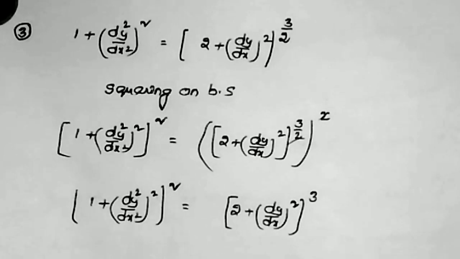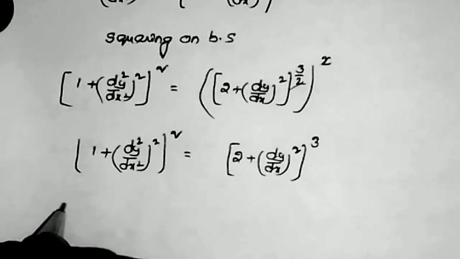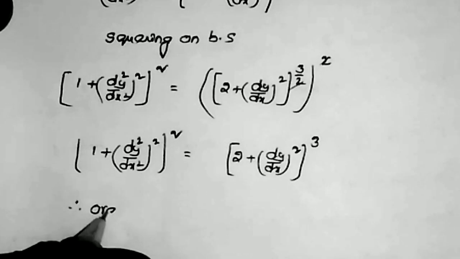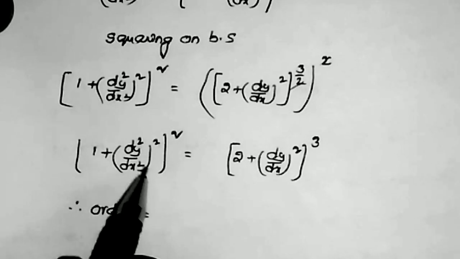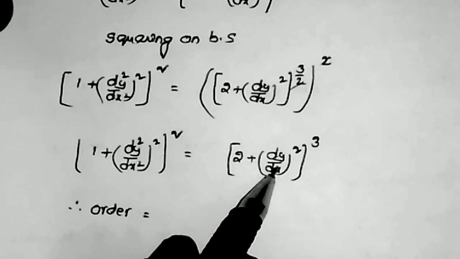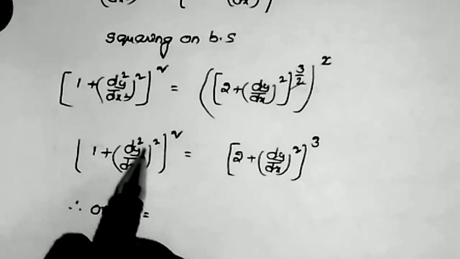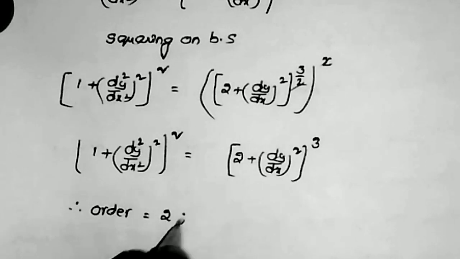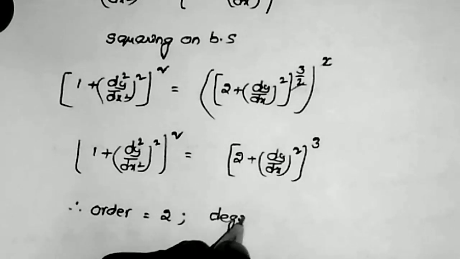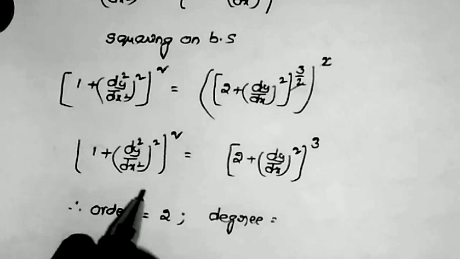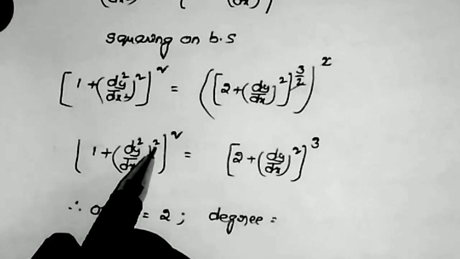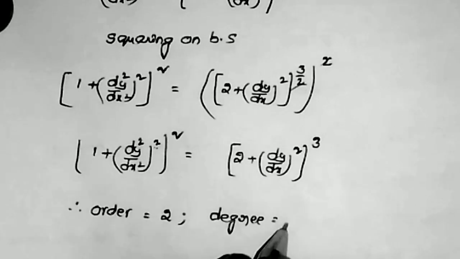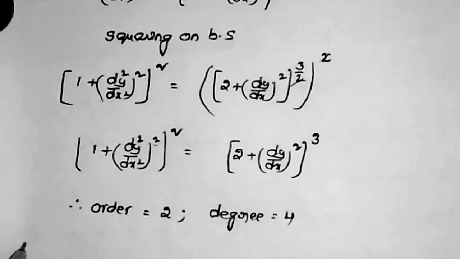Now we have to tell the degree and order of this equation. Therefore, order is equal to, order means highest derivative. This is the dy/dx term, this is d²y/dx². d²y/dx² means order is equal to 2, and degree is equal to, degree means the power of the highest derivative. Here the power is equal to 2 into 2 equals 4, that is, degree is equal to 4.